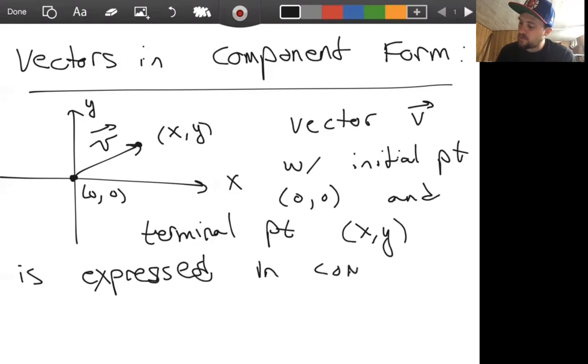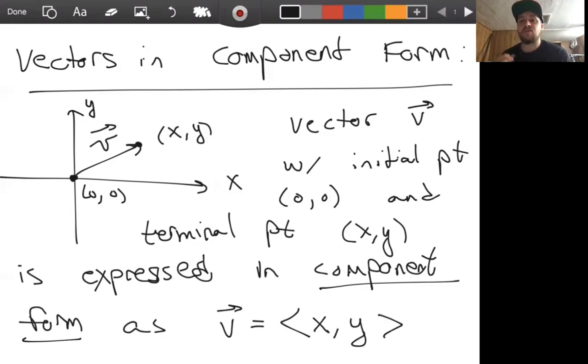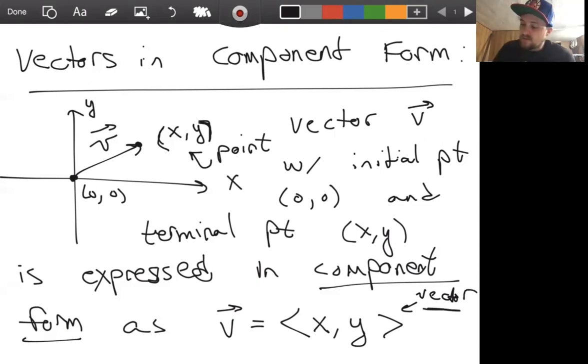in component form as v, and we use angle brackets. So the ordered pair x, y with angle brackets represents the vector v, whereas our standard round parentheses represent the point. So this is the point (x, y), and with angle brackets, this is the vector ⟨x, y⟩. Okay, very different quantities. One is just a point, one is representing a vector that comes with direction and magnitude.